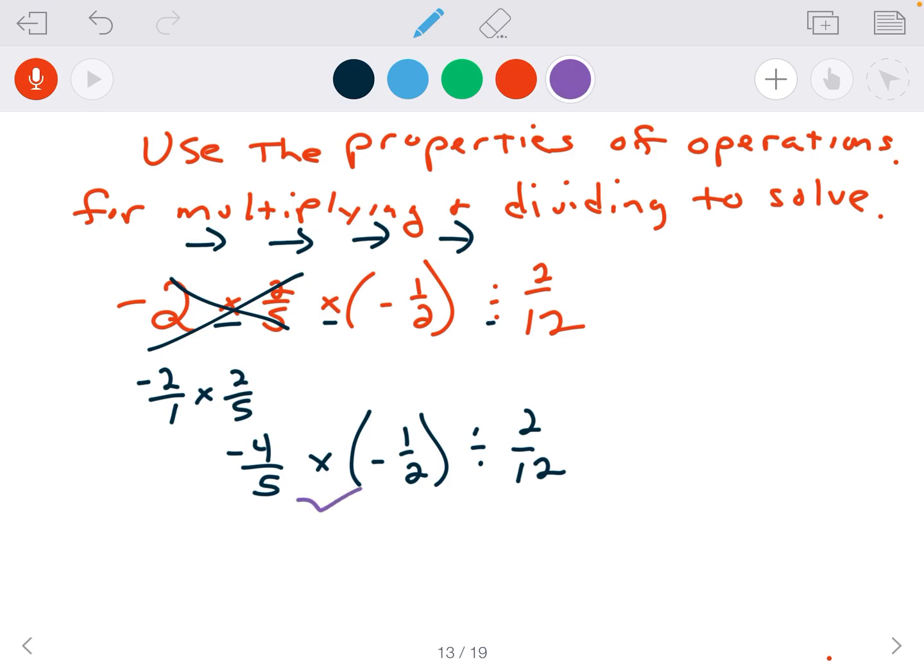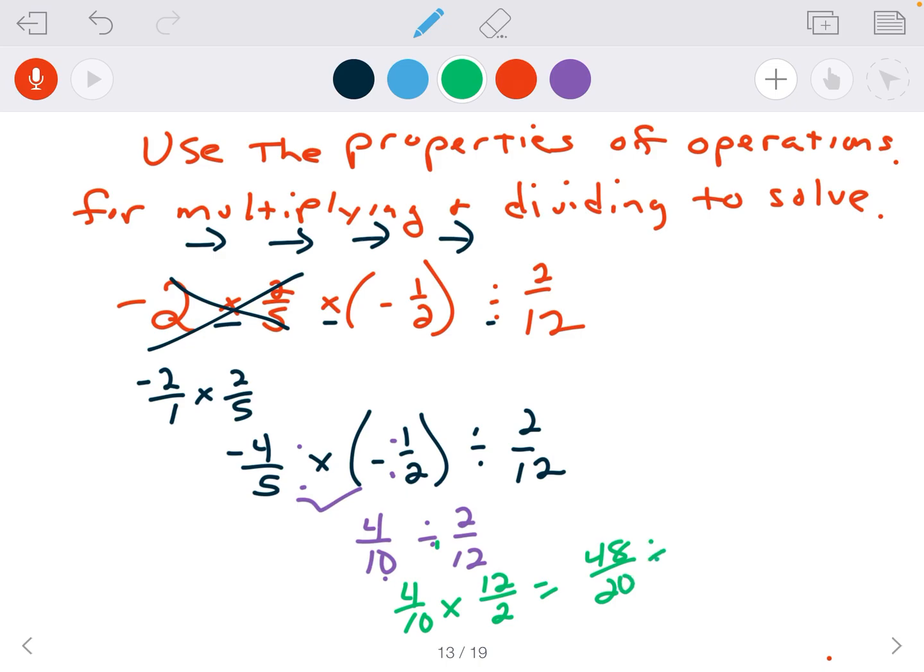Okay. So now I've got to do this next part. -4/5, a negative times a negative is going to be a positive. So I get 4 over 10. 4 times 1, 5 times 2 is 10. Divided by 2/12. If you remember our steps, keep, change, flip. 4/10 stays the same. Change the division to multiplication and flip your next fraction. So we get 48 over 20.